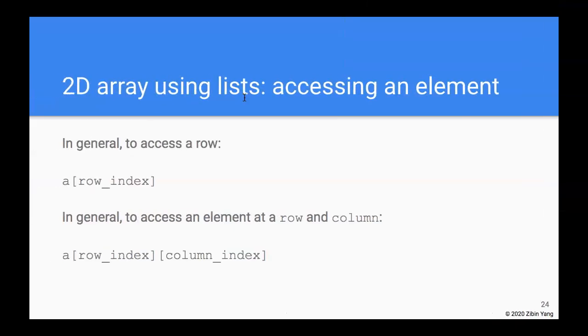In general, if we want to get to a row, we would just say the name of the 2D array and then the row index. And if we want an element at a row and a column, then we start with, again, the 2D array itself, and then we say the row index and then the column index.